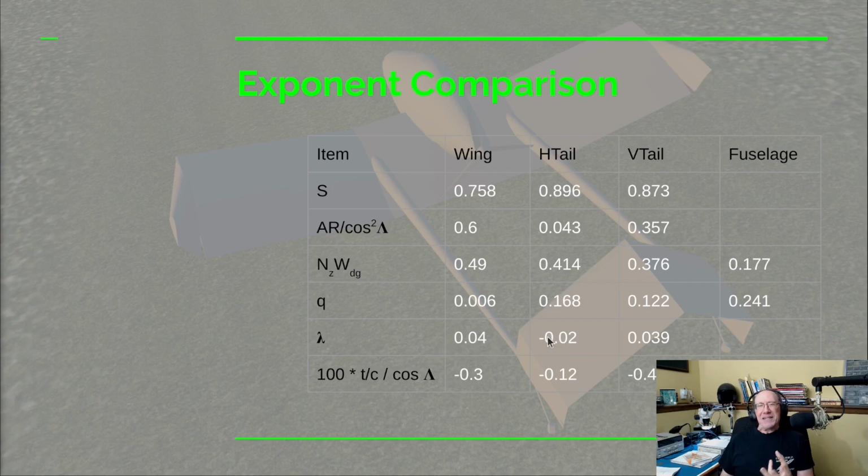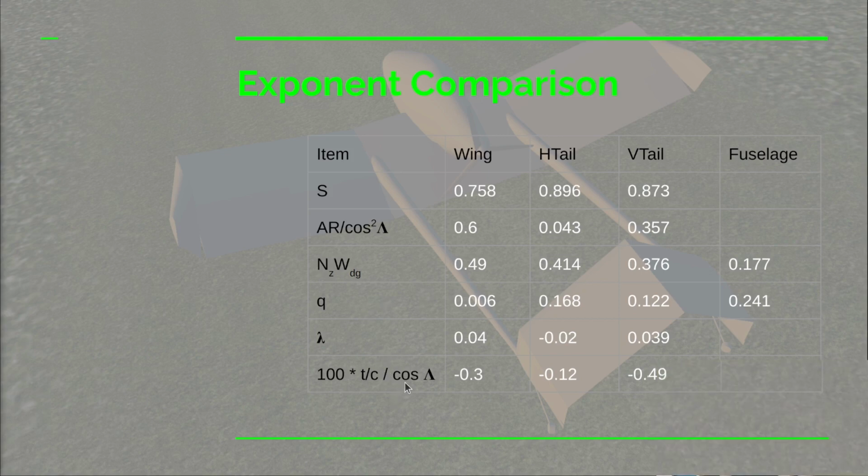So the taper ratio has the opposite effect on the weight of the horizontal tail compared to the wing, which is very strange. The more rectangular that horizontal tail would be, the lighter it would be. Whereas it's the opposite on the wing. The more rectangular it is, the heavier it'll be. But the vertical tail is like the wing. So the more rectangular you make it, the heavier it'll be.